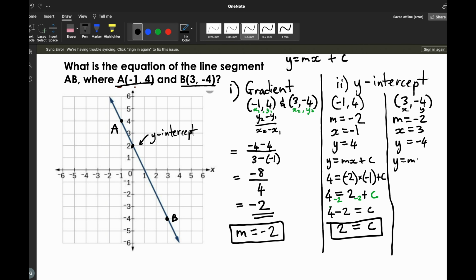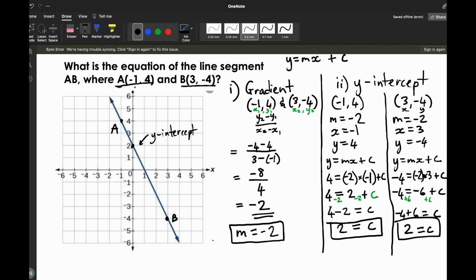Y is equal to mx plus c. So we replace this y with negative 4, which is equal to m. M is negative 2, so we're going to multiply negative 2 by x, which is basically 3. And then we're going to add c. So if we work this out, it's going to be negative 4, which is equal to negative 2 times 3. So a negative times a positive is a negative, and 2 times 3 is 6 plus c. So then now, since it's negative here, that means once it's going over, it's going to turn to what? Plus 6 to keep it balanced. So then we're going to have negative 4 plus 6 is equal to c. Negative 4 plus 6 is equal to 2.